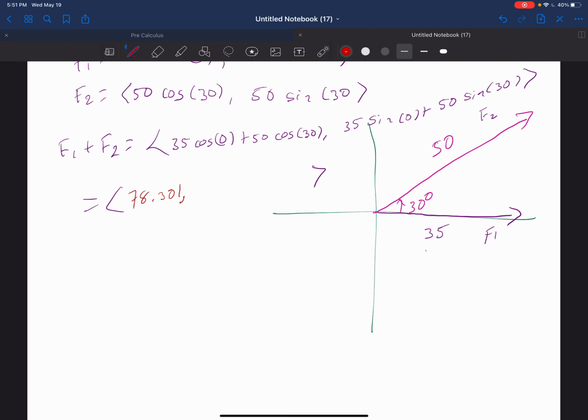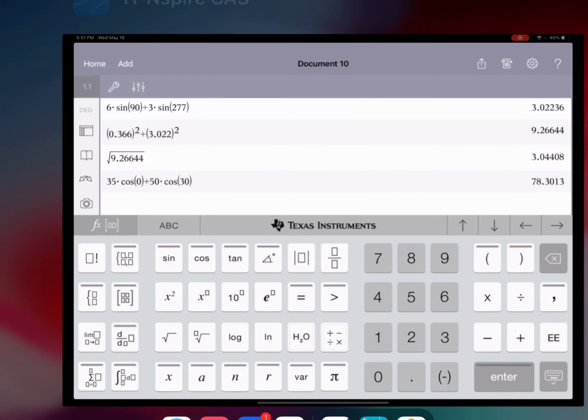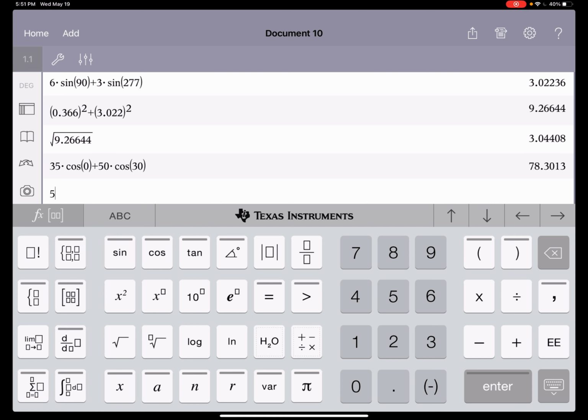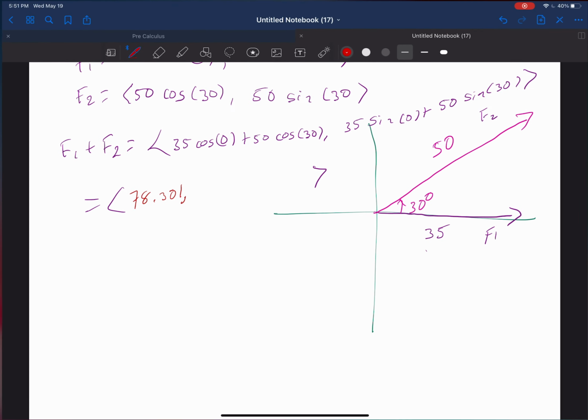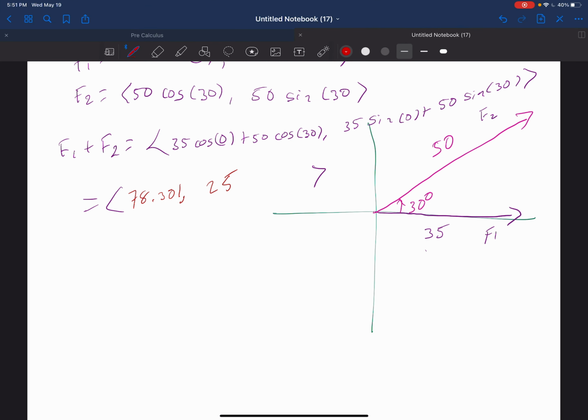Comma. Then I'm going to do the same thing for the B's. So when I add my B's, I'm going to do 35 sine of 0 plus 50 sine of 30. And then that will give me the answer of 25. I'm going to put it there.